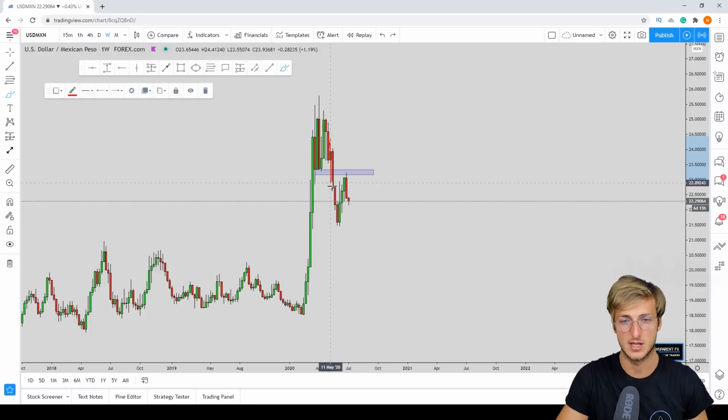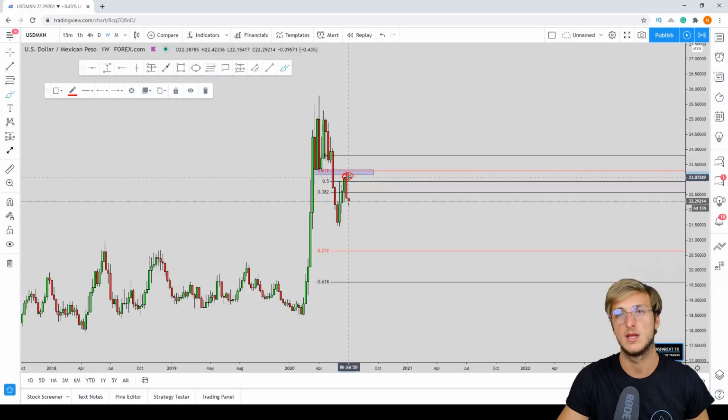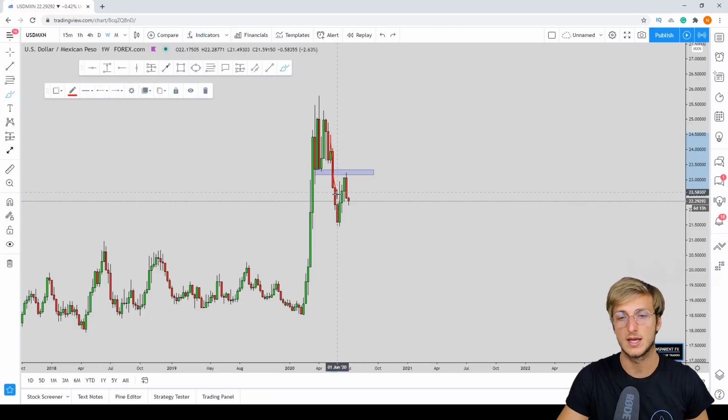Also, after this impulse, if we have a retracement and you want to measure this retracement, what are you supposed to be doing? Taking your Fibonacci from the high to the low of the impulse. And what you can see is that the market stopped exactly in between the 50% and 61.8 before starting this move to the downside. So on the weekly, we can expect more continuation to the downside.